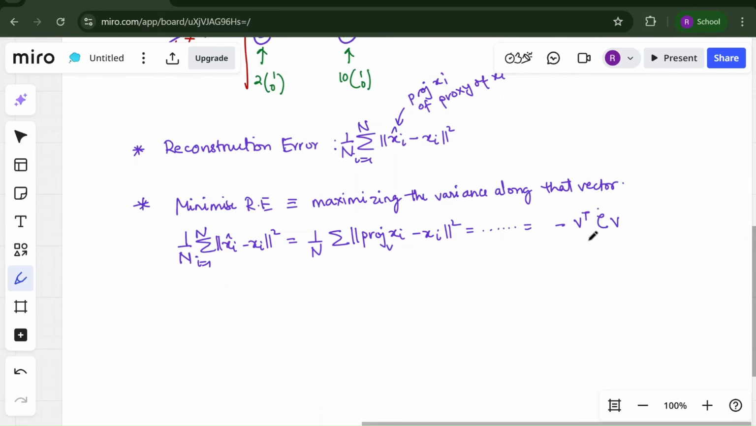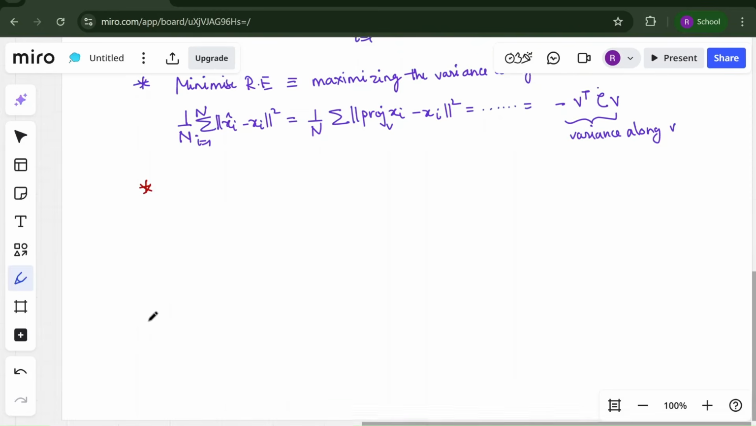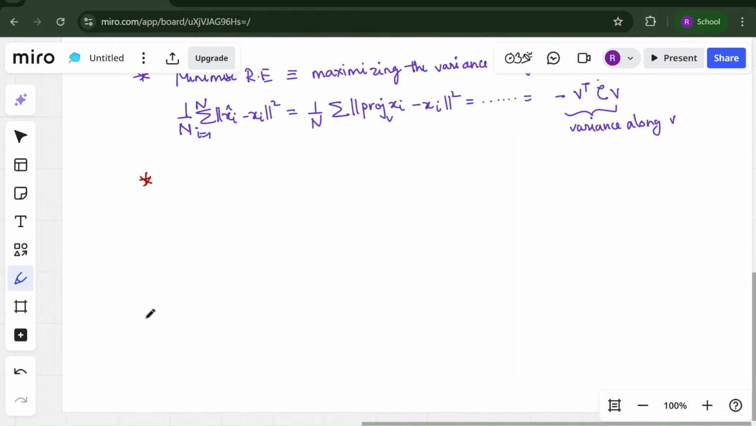And what is this? This entity is the variance along v. But observe that there is a minus sign. Because of the minus sign, we have to maximize the variance along that vector. And why we do this is because problems become easier in this regime. Maximizing the variance is relatively straightforward, right?